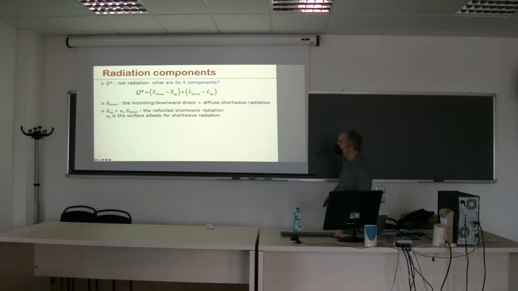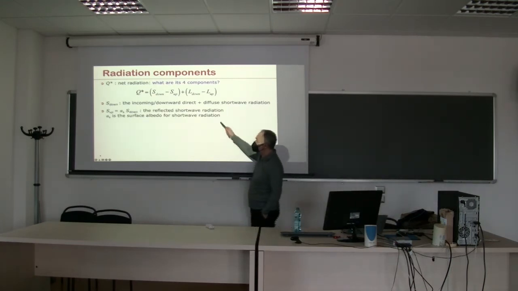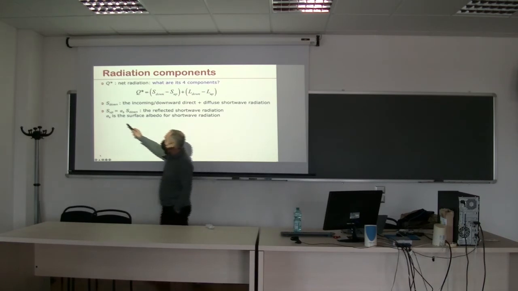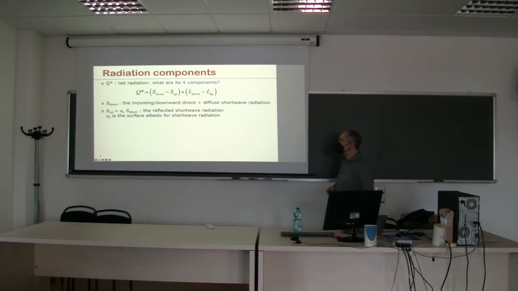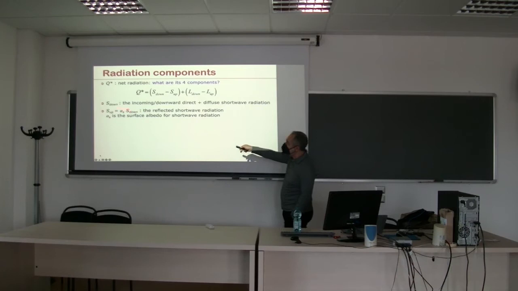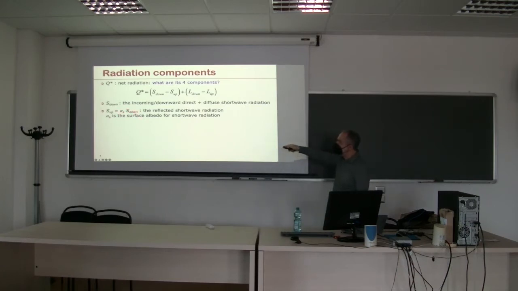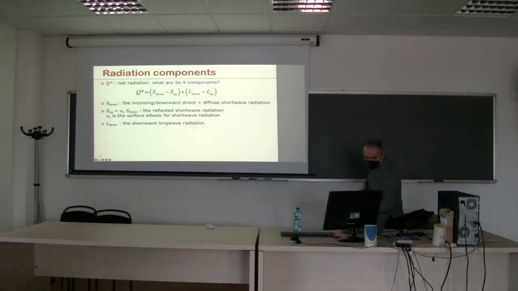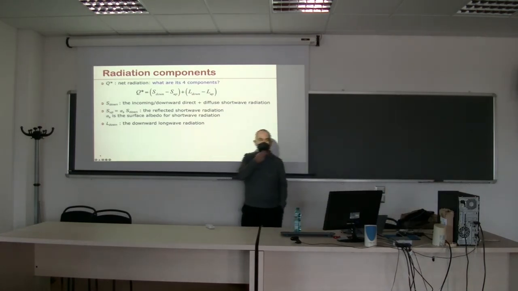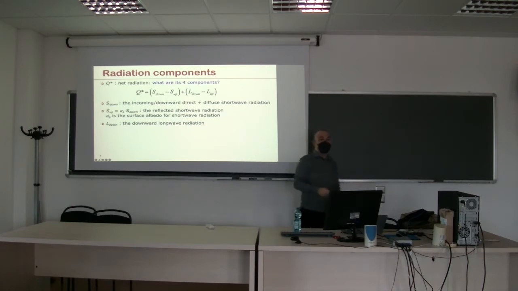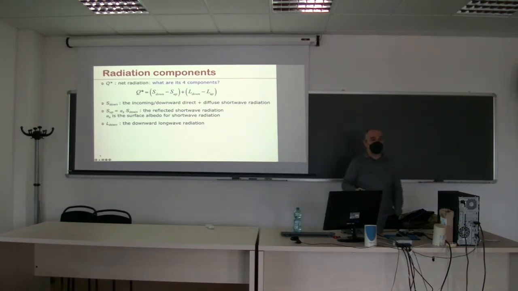Then some of this incoming solar radiation gets reflected, and alpha S is the surface albedo or reflectivity. There's a little bit of difference between them, but basically this is the fraction that gets reflected. So what gets reflected is alpha S times S down, and this goes back up to the atmosphere and maybe to outer space. And then L down is the downward long wave radiation coming mostly from the H2O and the CO2 in the atmosphere, and also from clouds.